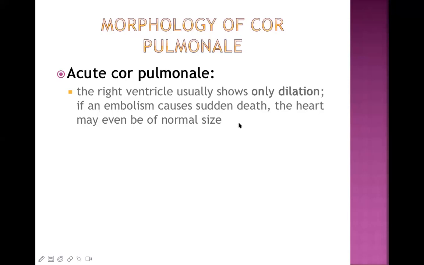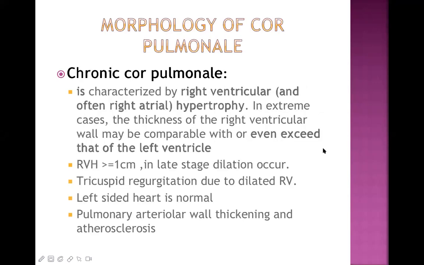So it all depends on the duration. If duration is longer, then only hypertrophy develops. If duration is short or there is no duration at all, for example, sudden death happens in the patient, the chamber of the right ventricle can even be normal. Now, what about chronic cor pulmonale, which is more common than the acute one, much more common actually? It is characterized by right ventricular and often right atrial hypertrophy, because there is a lot of time now, so hypertrophy can occur easily.